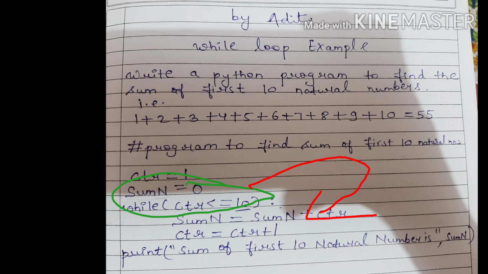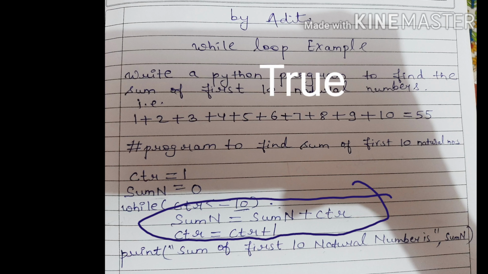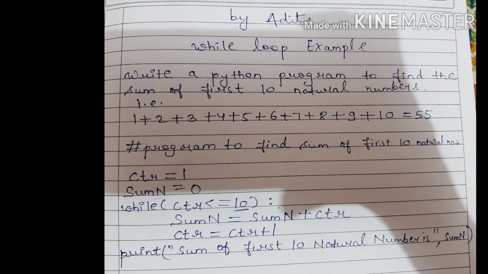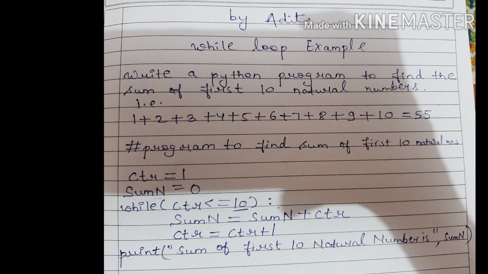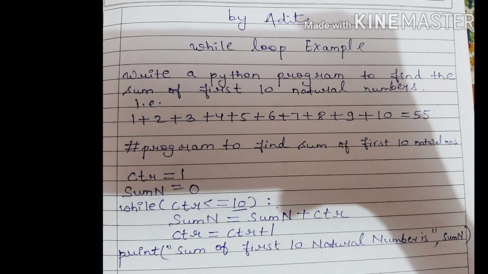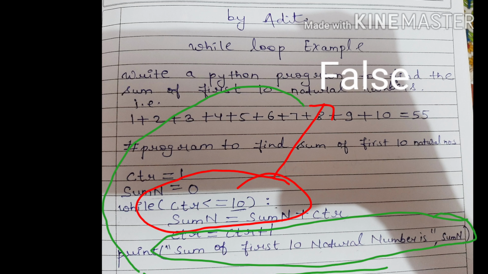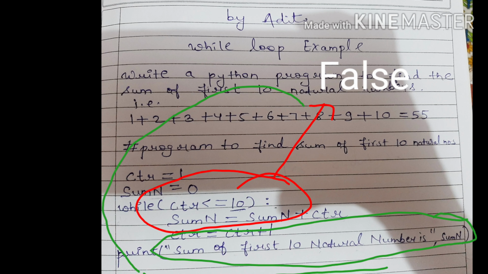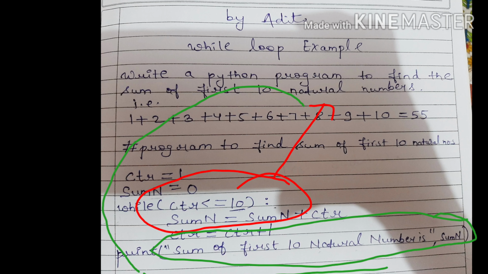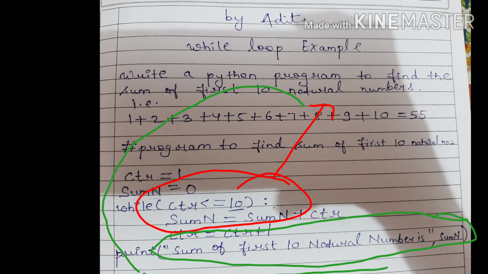The condition is true. The body of the loop is executed, and again the control condition of the loop is tested, and the loop continues as long as the condition remains true. When the test condition becomes false, the loop is not entered again and the control is transferred to the statement immediately following the body of the loop, that is the print.